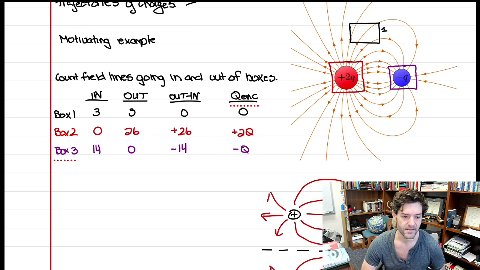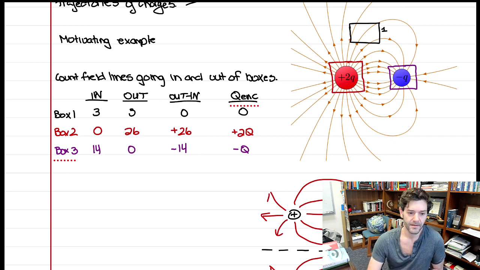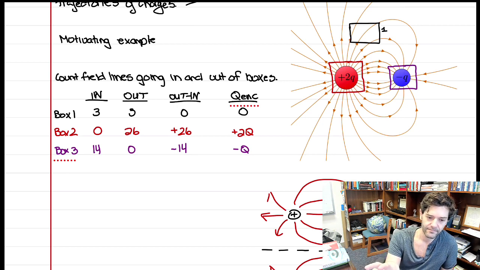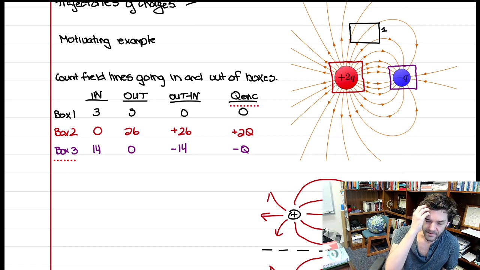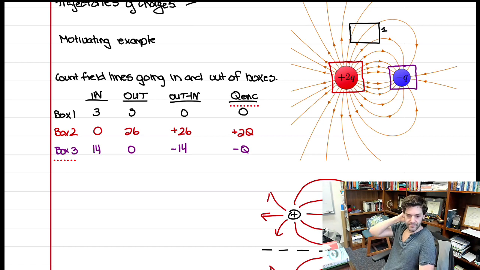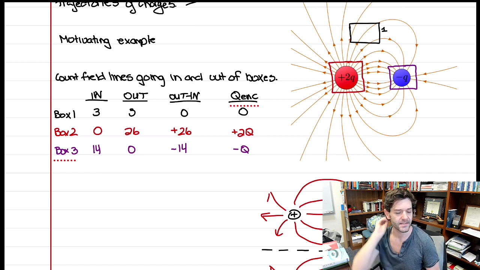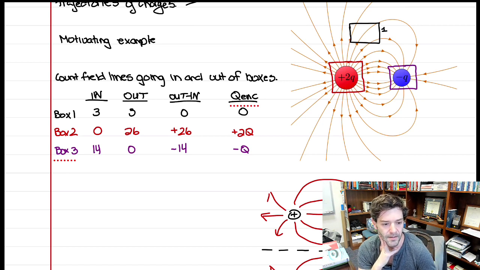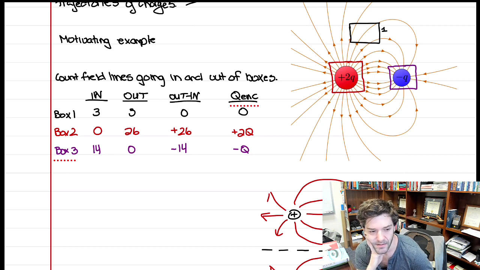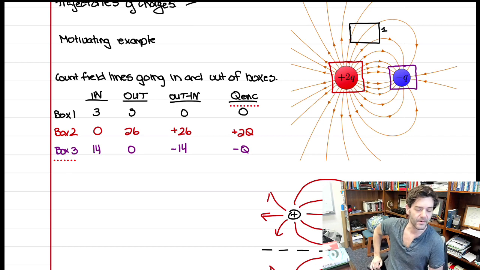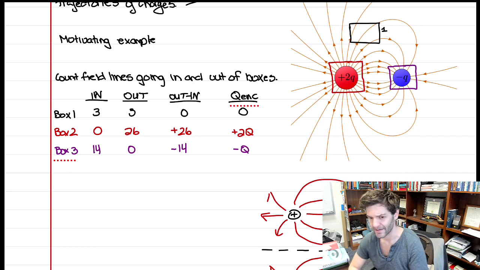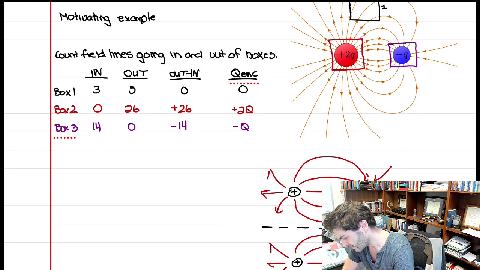So notice, perhaps, you might start to notice that there's a trend happening. When there are more field lines exiting, it seems like we were able to say Q enclosed was a positive Q, in this case 2Q. And then when there were more field lines entering, the total charge inside was negative. And it seemed, roughly, based on these field line numbers, that 26 is not quite 2 times 14, but it's pretty close. So maybe something's going on here. Let's try another one.